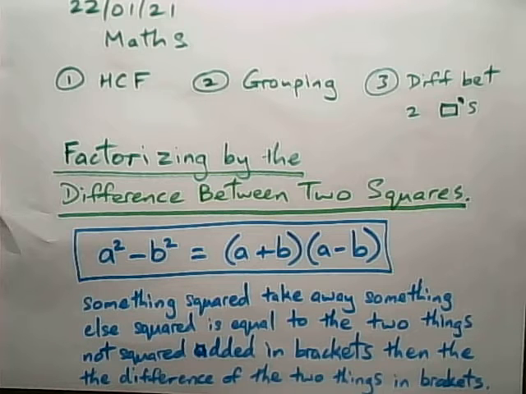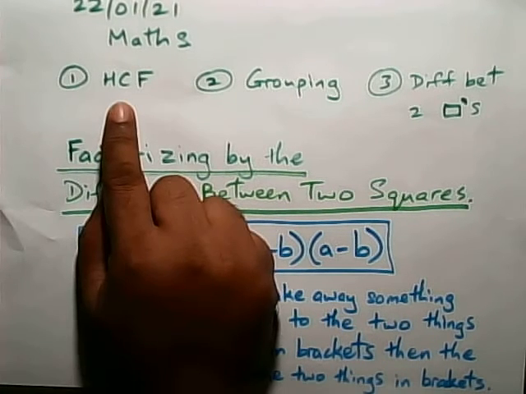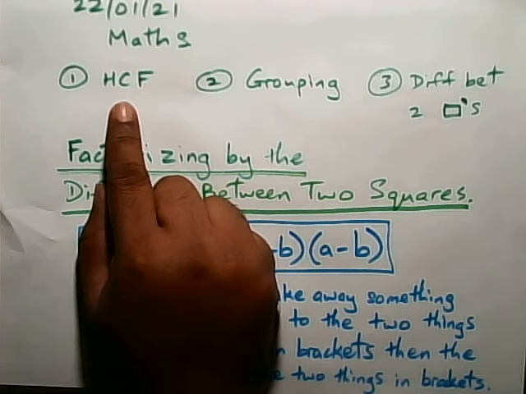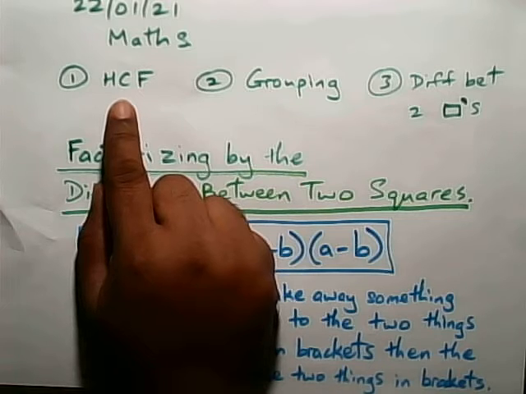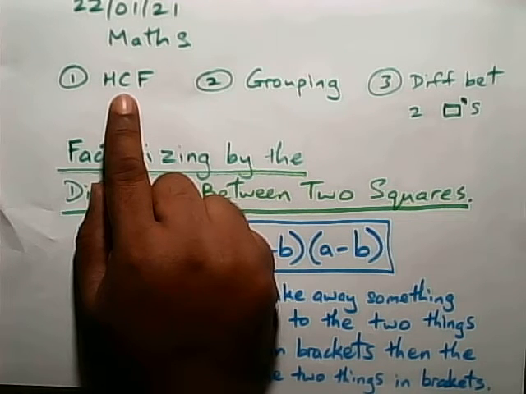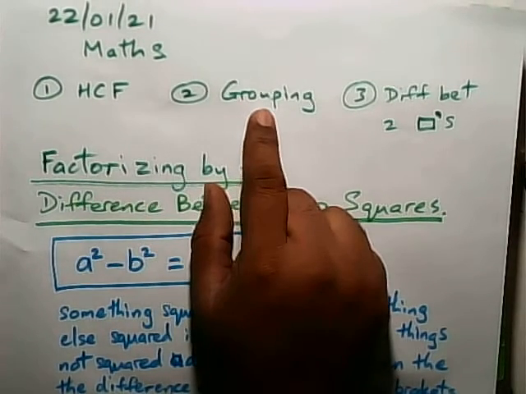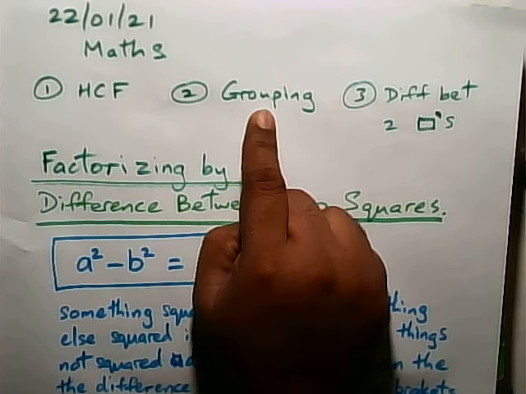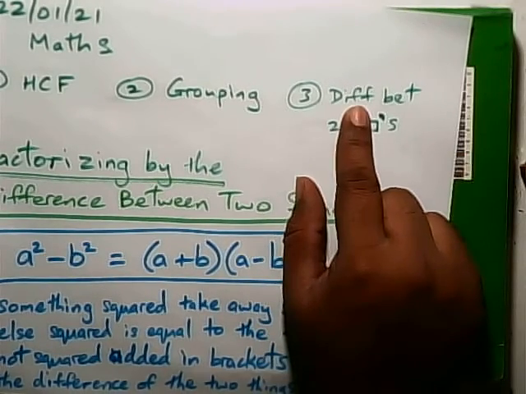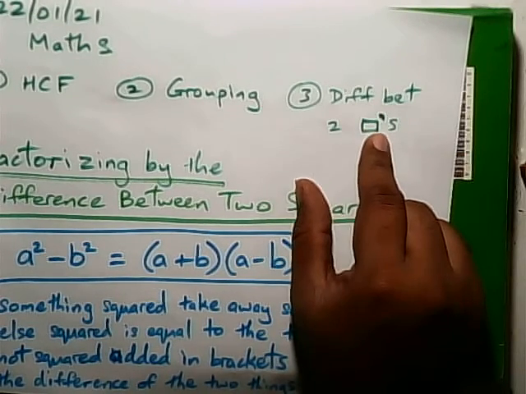And just recapping, with factorizing, they have different methods. Our first method is called the HCF method, which I thought you all already knew, where you're looking for what the terms have most in common, and you put it outside the brackets. And then what they don't have in common goes inside the brackets. Secondly, we have a grouping method, and that is for if there are four terms. We went through a lot of those already. Now we have the third method called the difference between two squares.